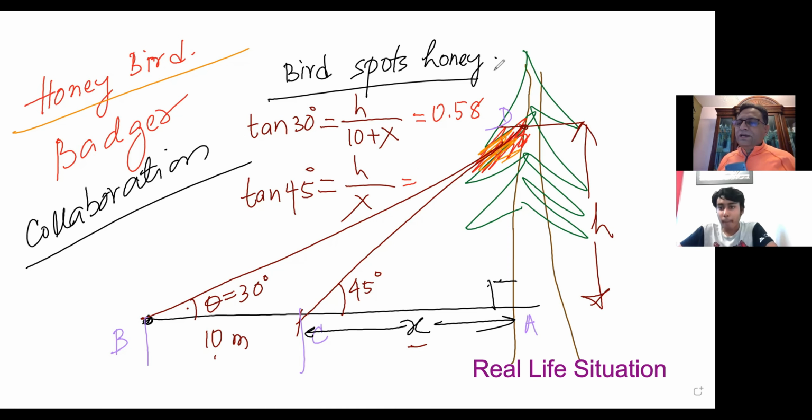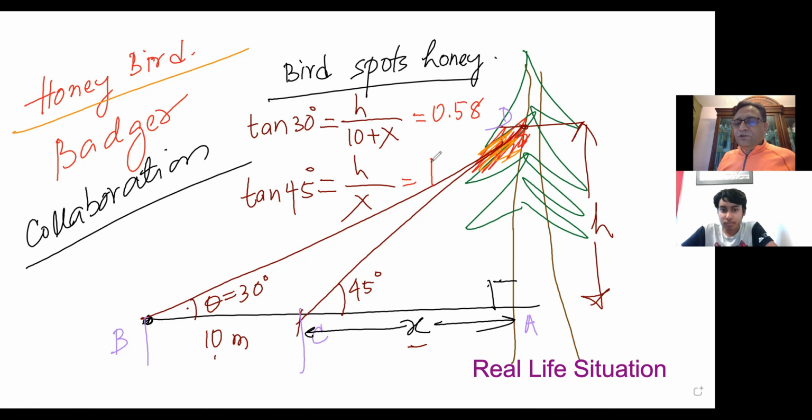You get the idea. Tan 30 is 0.577. Rounded to two decimal places, it becomes 0.58, that's what I got. Now what is tan 45? You know tan 45 is 1. Now you have two equations to solve.